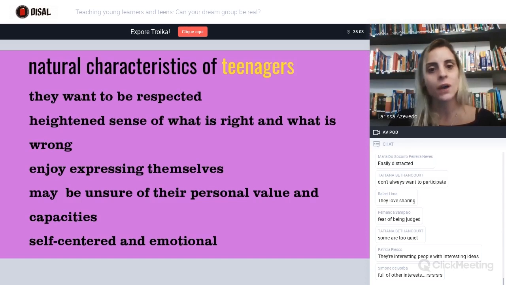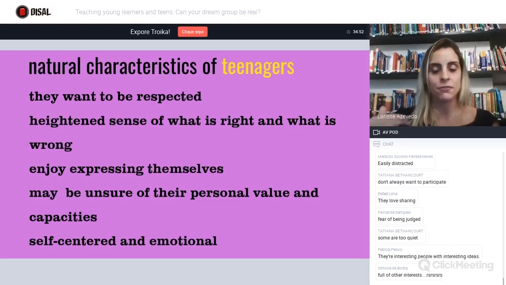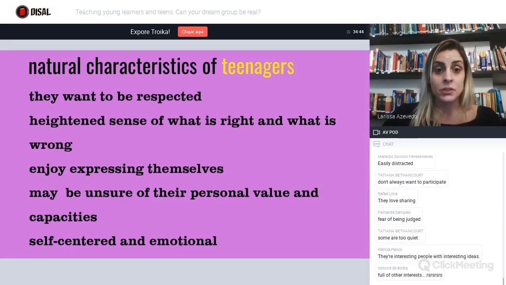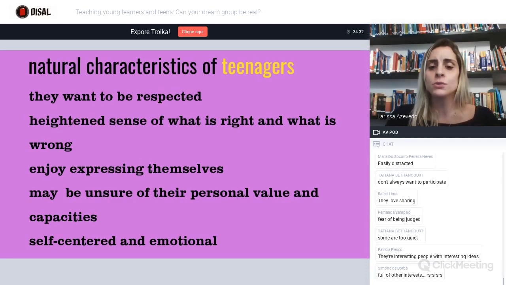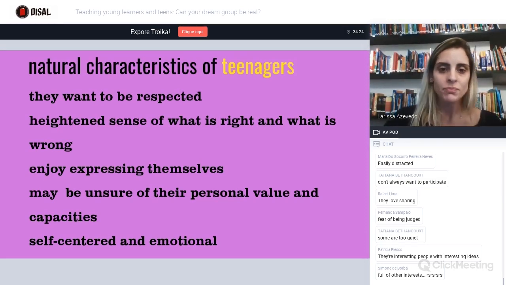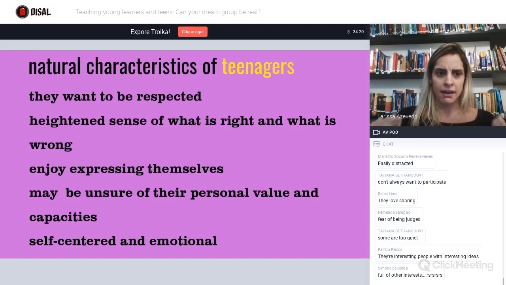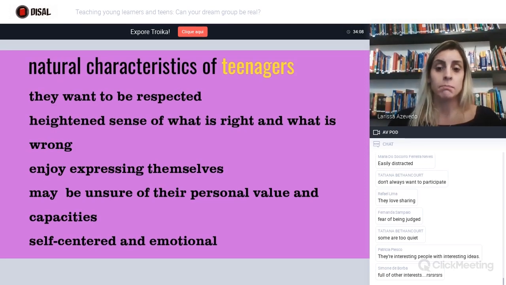They have a heightened sense of what is right and what is wrong. Again, they are becoming different people. They are coming from children on the way to become adults, but the process is not that fast. And during adolescence, things become a little bit blurry and they are not sure where they stand for a while. And because they are building their identity and learning who they are becoming, they are very critical about people's attitudes and their own attitudes. They are all the time questioning the validity of what people do and what they do. So this is why they have a very sharpened and heightened sense of what is right and what is wrong. And they are always questioning the validity of people's actions, including their own, because they are building their values and their principles as well.